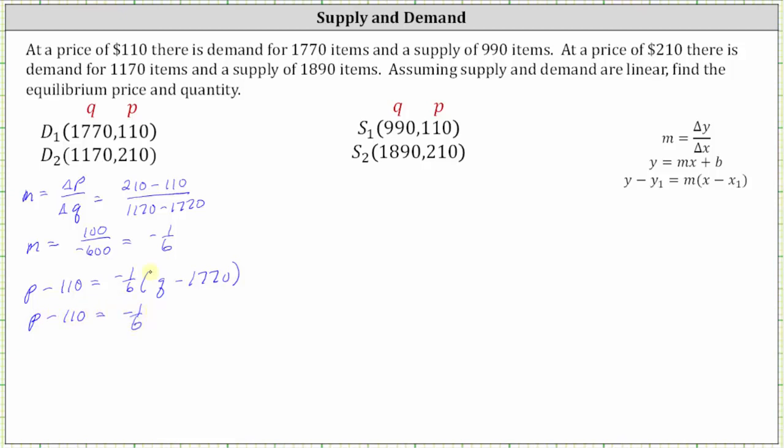Distributing negative 1/6, we have negative 1/6 q, and then negative 1/6 times negative 1,770 is equal to positive 295, giving us plus 295. And now to solve for p, we add 110 to both sides. Simplifying, we have the price is equal to negative 1/6 times the quantity, and then plus 405. And this is our demand function.